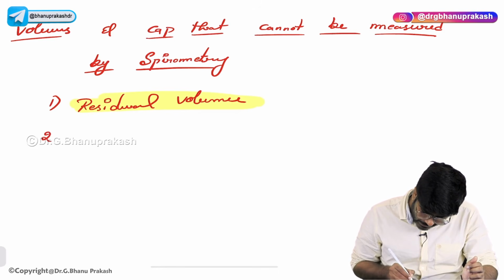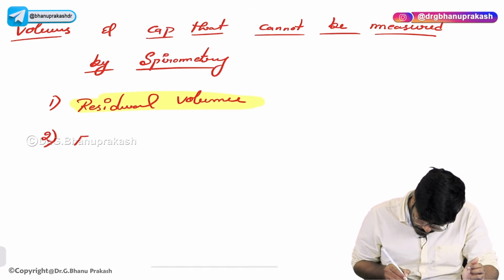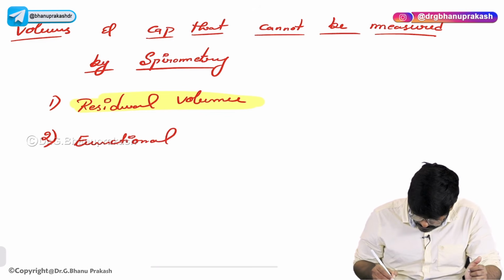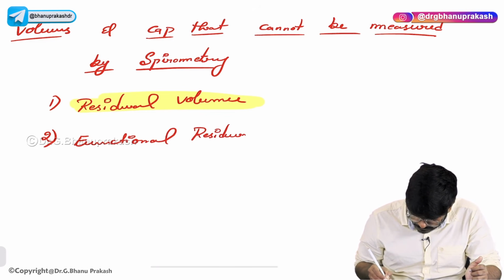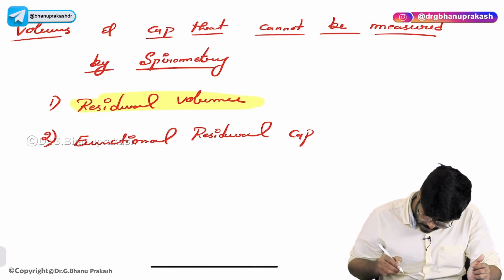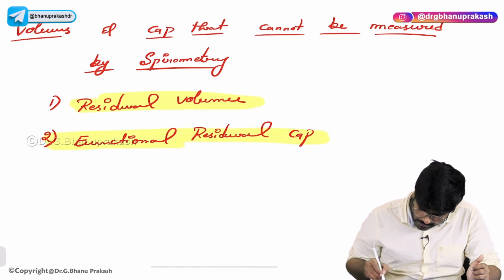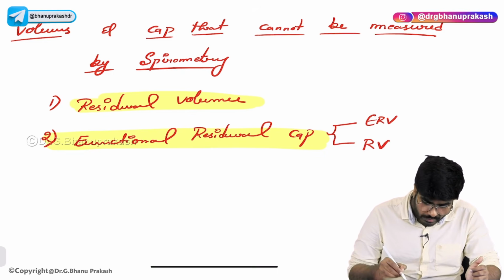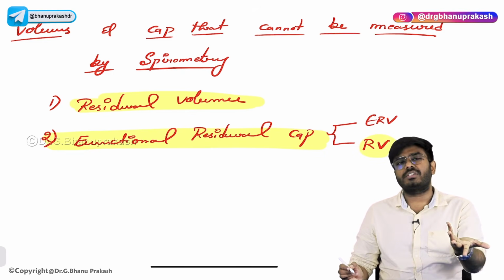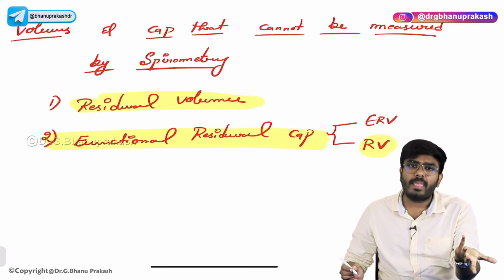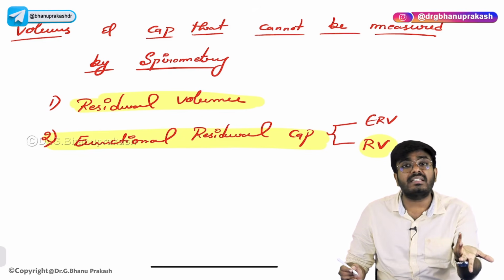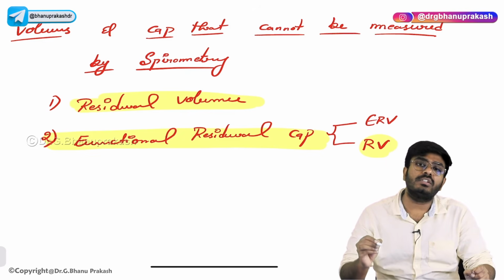If you can't calculate residual volume, you cannot calculate functional residual capacity. Functional residual capacity also cannot be measured. Why? Because functional residual capacity is the sum of expiratory reserve volume plus residual volume. We know that residual volume cannot be measured, so functional residual capacity, FRC, also cannot be measured.